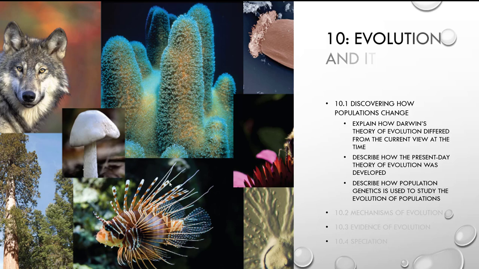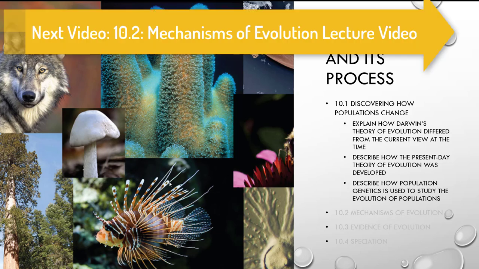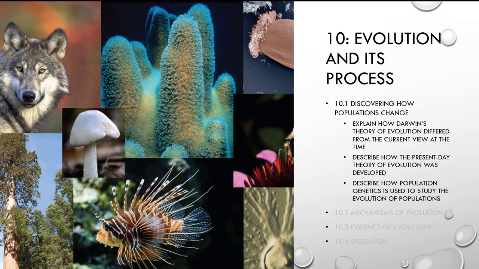All right, so we're done with our first section of chapter 10. So in chapter 10.1, discovering how populations change, you should now be able to explain how Darwin's theory of evolution differed from the current view at the time. You should also be able to describe how the present-day theory of evolution was developed, as well as describe how population genetics is used to study the evolution of populations. So for the next video, we're going to get into the mechanisms of evolution in 10.2.